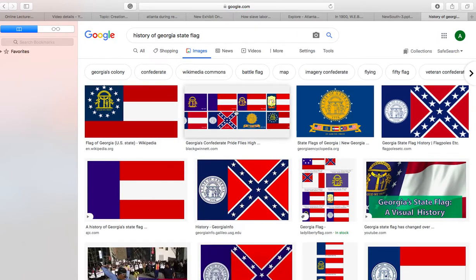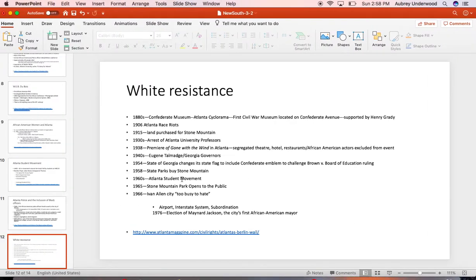So these are the different flags that Georgia has flown. This becomes the flag beginning in 1954. You see how this is the flag, and then they will adopt the bars, right, to protest against Brown versus Board of Education. So visuals, again, are very helpful here. In 1958, the state of Georgia will buy Stone Mountain for public participation, so the public can come, although it won't open until the 1970s.